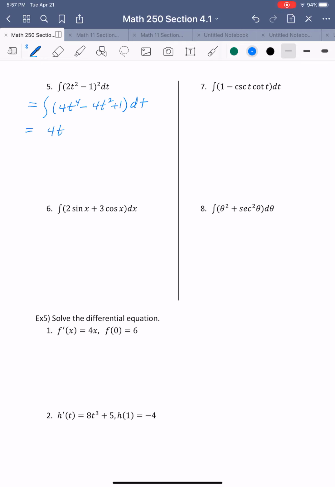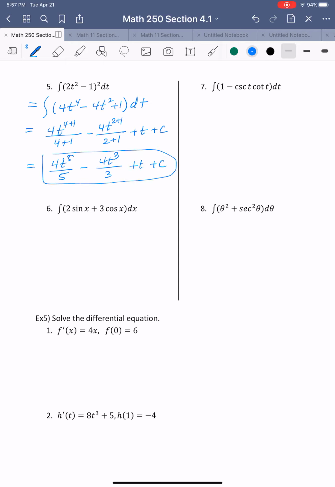So 4t^4 plus 1 over 4 plus 1, subtract 4t^2 plus 1 over 2 plus 1, plus t plus c. And then when you simplify, you get 4t to the 5th over 5 minus 4t cubed over 3 plus t plus c.